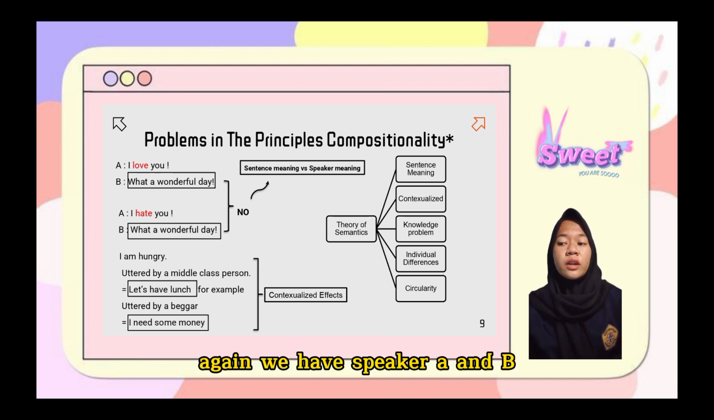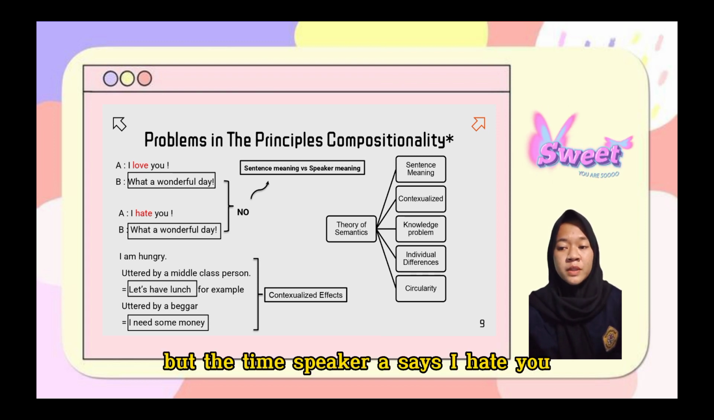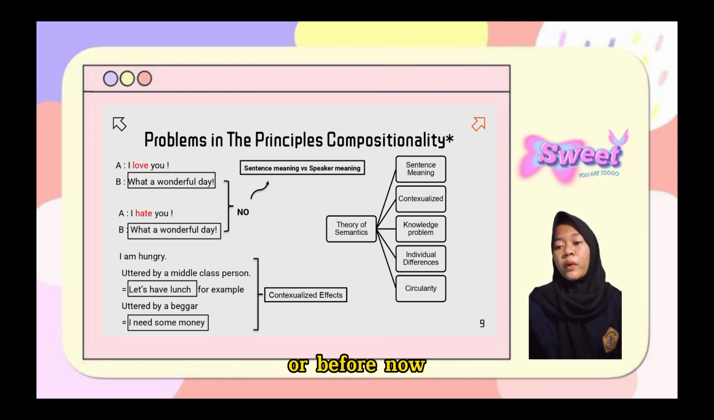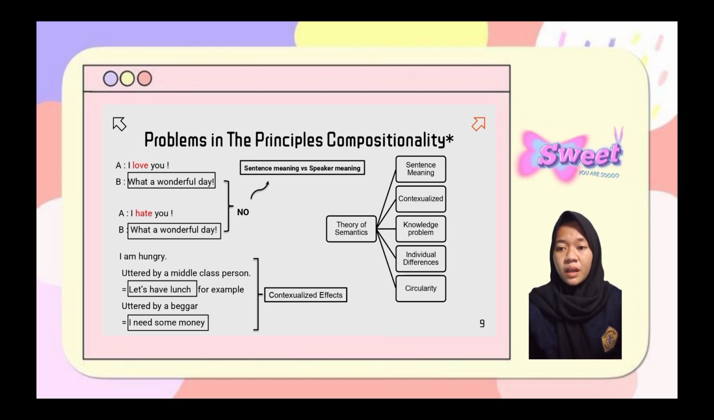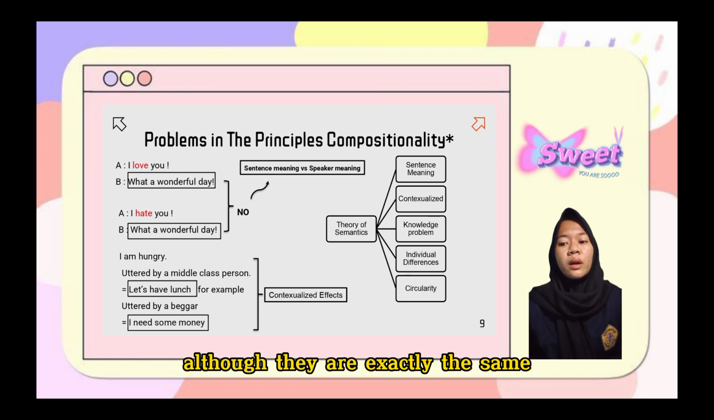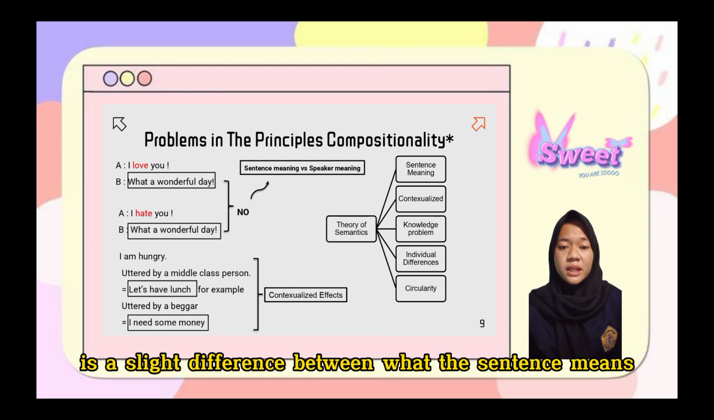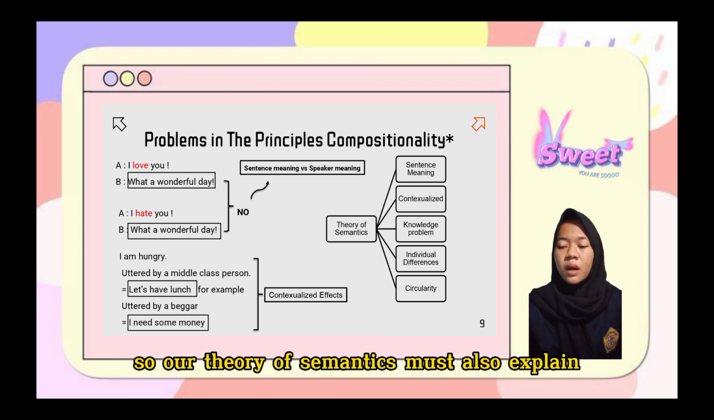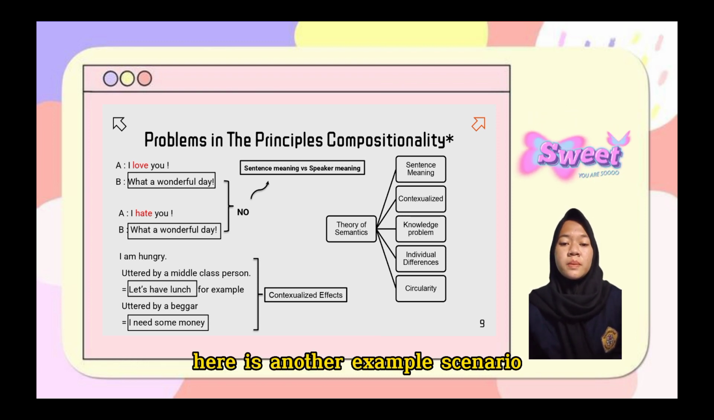But then take another scenario. Again, we have speaker A and B, but this time speaker A says "I hate you," to which speaker B replies the same as in the scenario before. Now, do you think these two sentences have the same meaning? Of course not. Although they are exactly the same, they are totally different. So what's missing here is a slight difference between what the sentence means and what the speaker means. So our theory of semantics must also explain the difference between sentence meaning and speaker meaning.